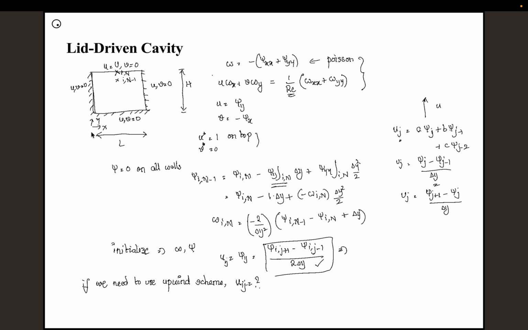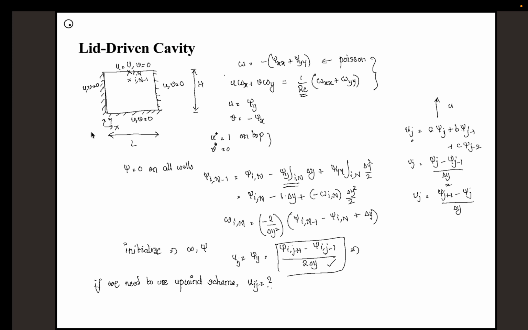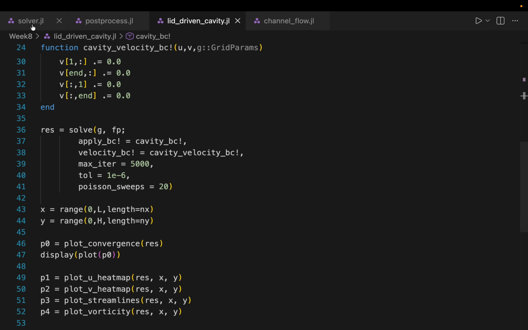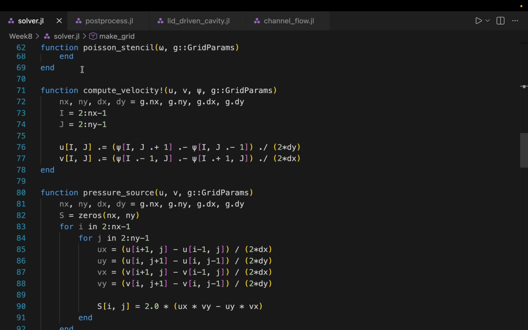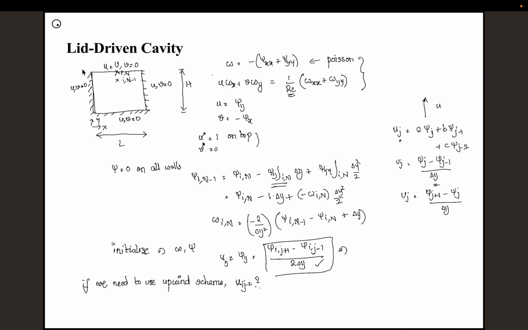Similarly, I can write an equation for v and substitute them back in this equation. Again, for omega y I'll use the same kind of central differencing, as for omega x. For all of these equations I'll get the discretized equations, which I'll plug back in and solve. That is independent of the problem. As we move from problem to problem, the only things that will change are the boundary conditions. The governing equations and the way we are discretizing are constant.